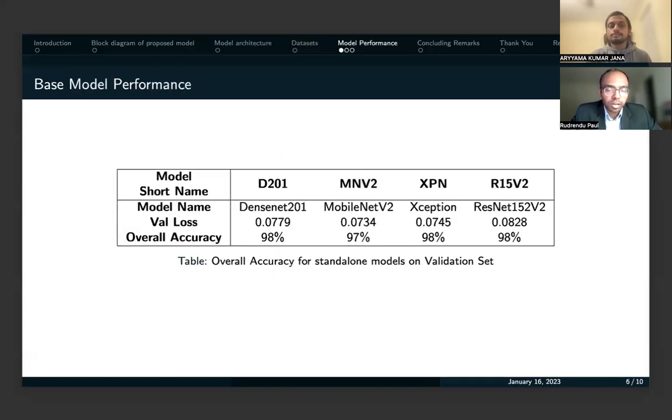Here we are showing the performance of the individual pre-trained backbone models that we used. We have DenseNet, MobileNet, Xception, and ResNet, and we trained the models on our training dataset and then evaluated their performance on the validation set. The validation losses are shown here, and the overall accuracy is pretty good. But what we'll show in the next slide is that once we combine these models, we can actually achieve even better performance than the individual models.